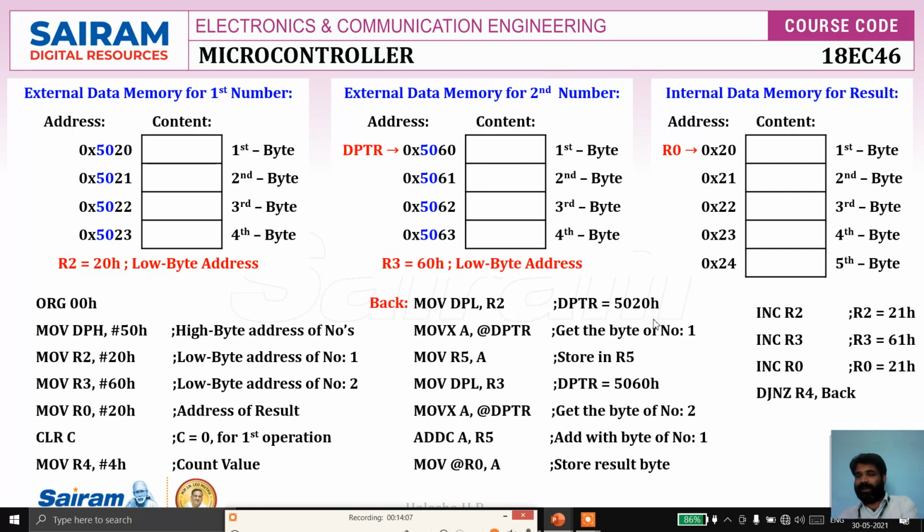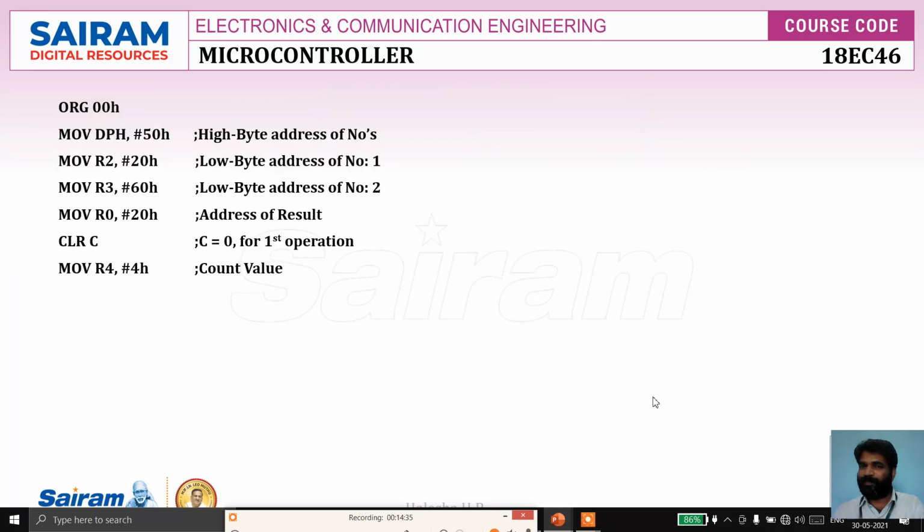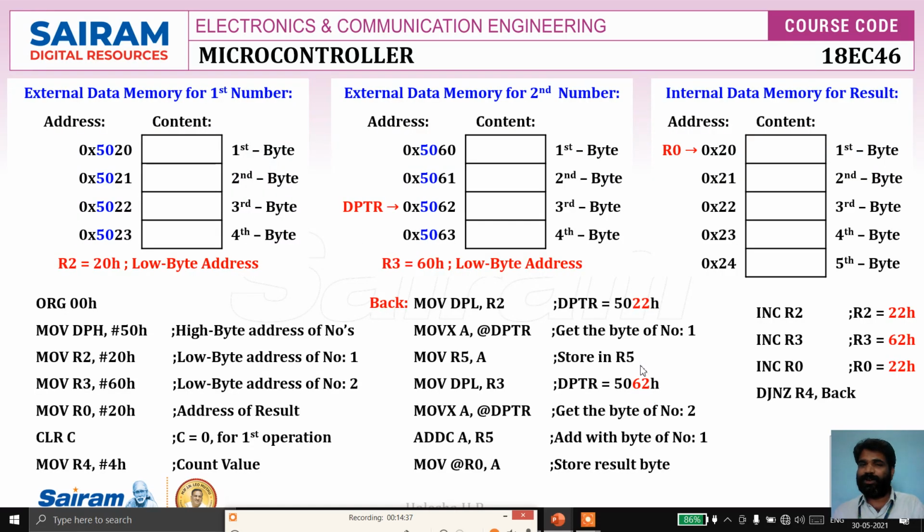So in the second iteration, once the pointers are incremented, R2 becomes 21. Get the number, store it in R5, and then with this instruction R3 becomes 61. So DPTR is pointing to this location, get the number, add with the second number, and then store the result. So it repeats. Clear? So this is how we can do it.